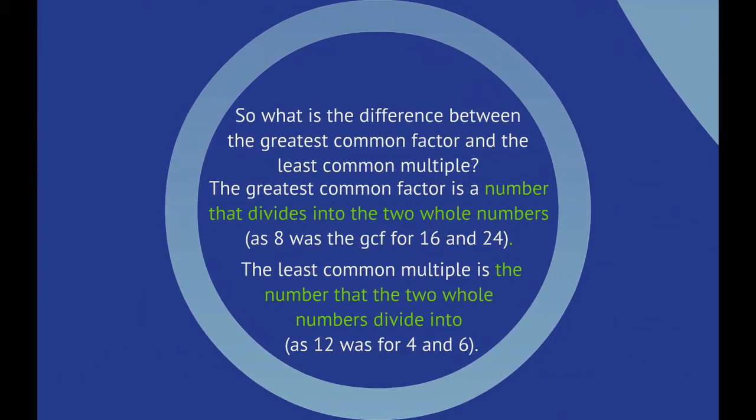So what is the difference between the greatest common factor and the least common multiple? The greatest common factor is a number that divides into the two whole numbers, as 8 was the GCF for 16 and 24. The least common multiple is a number that the two whole numbers divide into, as 12 was for 4 and 6.